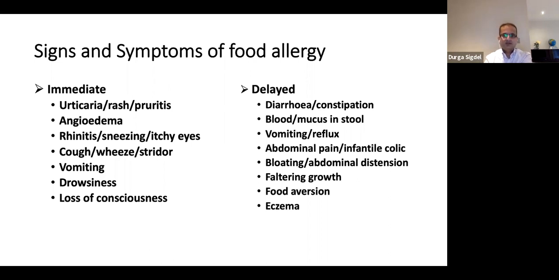In delayed type of food allergy, most of the time the skin symptom is generally eczema flare-up, and there is a wide range of gastrointestinal symptoms, which ranges from diarrhea to vomiting, reflux, food aversion, bloating or abdominal distension, abdominal pain, and the child may present with inconsolable crying. And if we leave the children exposed to the food allergen they are reacting to, they may present with faltering growth. And then some children may present with food aversion as well.